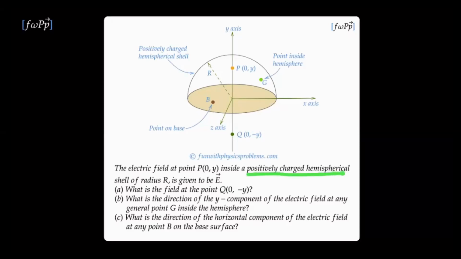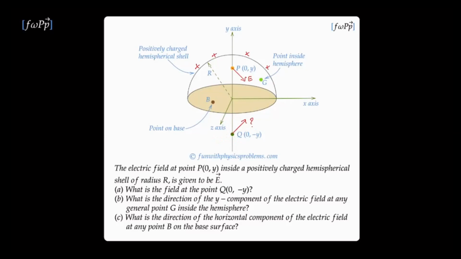This is a positively charged hemispherical shell. So there are charges on the surface out here, uniformly distributed. At point P, the electric field is given to be E, but the direction is not given. Whichever direction it is, the vector notation for that is E. We are asked what is the electric field at the point Q, which is given by 0 minus Y.